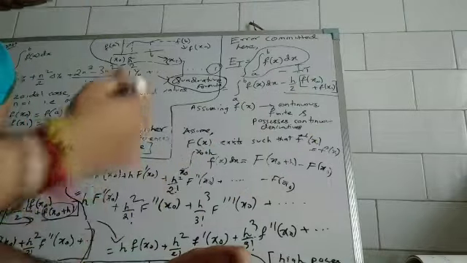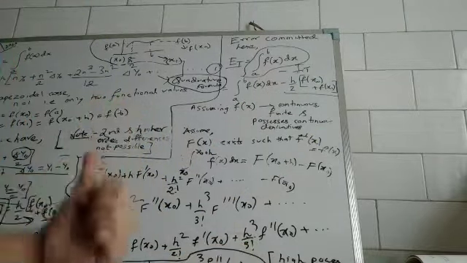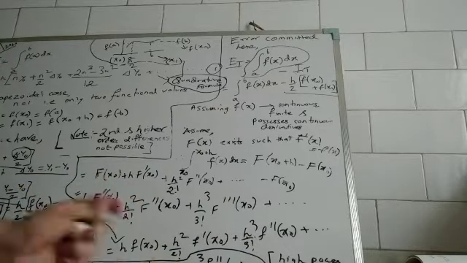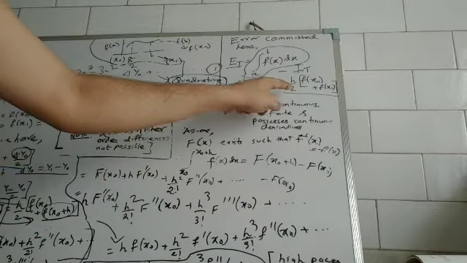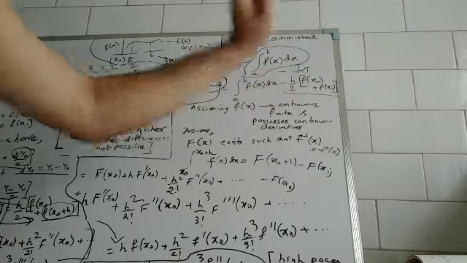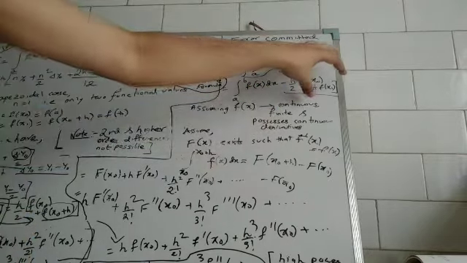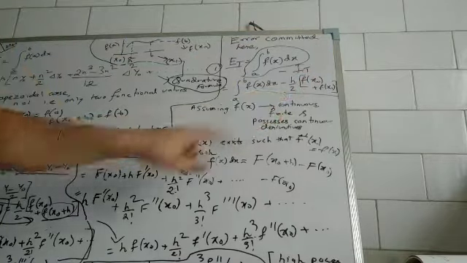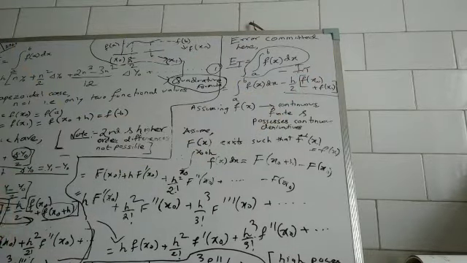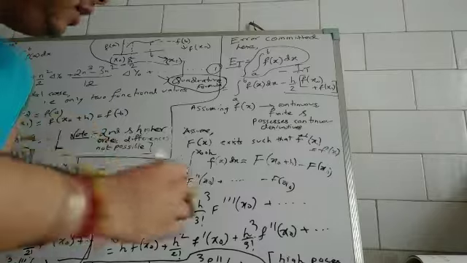If you can just pause or rewind the video, we will see this is basically h by 2 (f(x0) plus f(x1)). Now we have already found out this part. This we have already found out, that total expression just before I did.